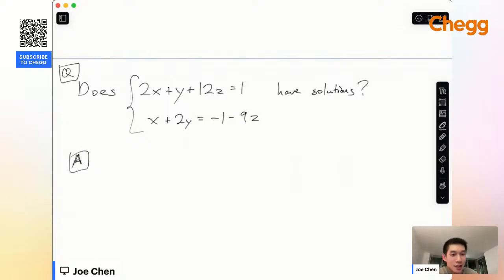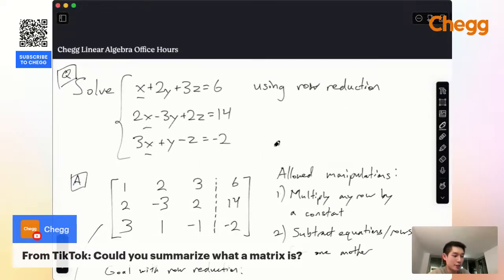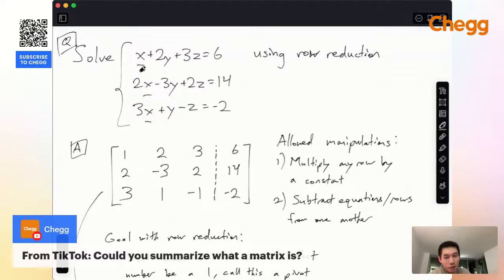Oh, okay. So from TikTok, there's a question. Could you summarize what a matrix is? I would say that if you're taking linear algebra right now, for roughly the first half of the class, a matrix is just going to serve as a way to represent a system of equations and nothing more than that for now. So here I have equations, and I'm just going to put them in this grid. And as long as I remember how to go back and forth between them, you see that they really capture the same amount of information.